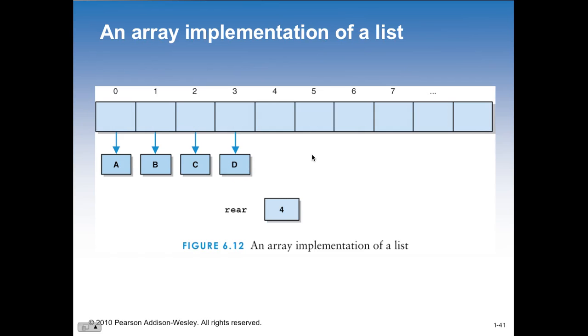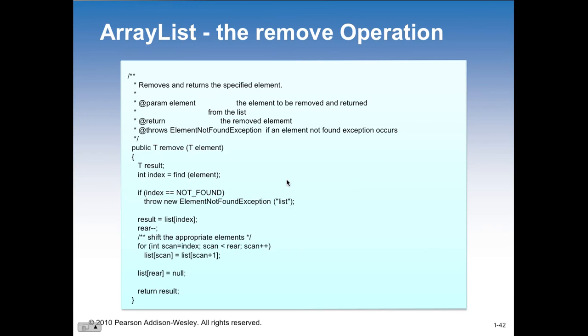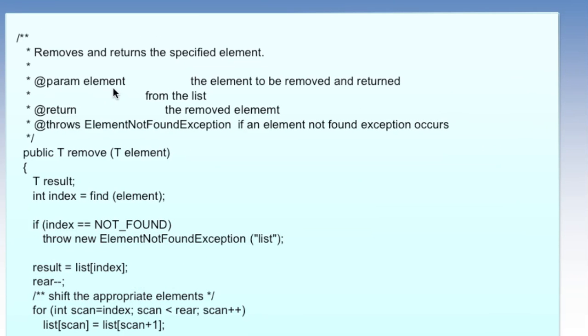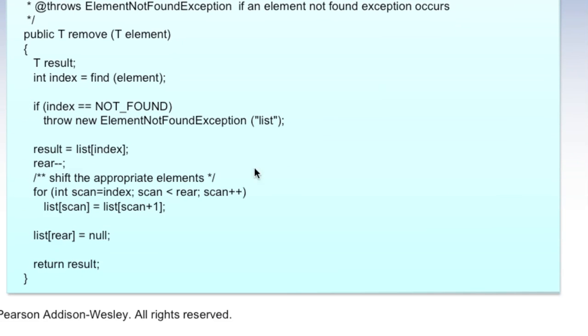So in an array implementation of the list, the rear would be item number 4 here, at the end of the list. So here's the list remove operation. The remove is expensive in terms of the efficiency of the operation. So remove an element at a specified location. We have the public T remove. T is the data type that we're going to use. T is the result.